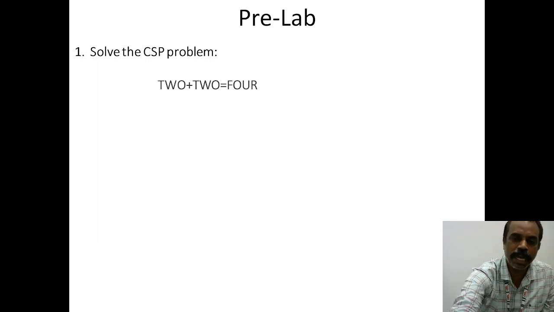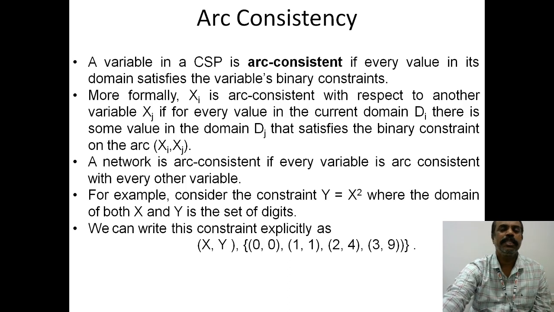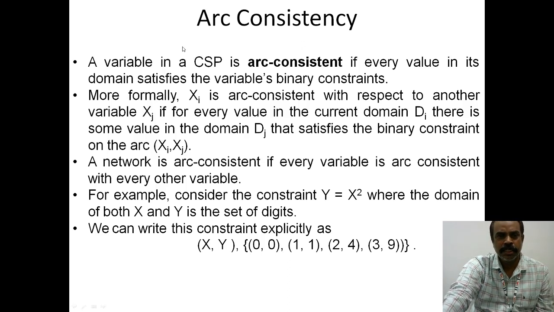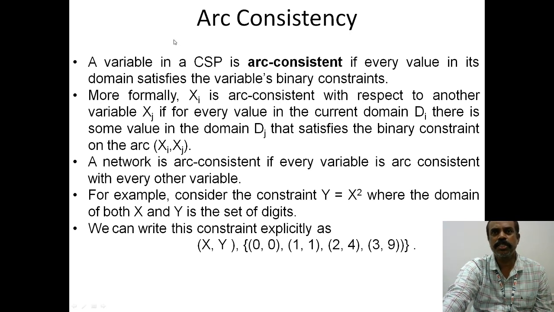This is one pre-lab. And the second pre-lab depends on arc consistency. This is also a variation of a constraint satisfaction problem. A variable in a constraint satisfaction problem is arc consistent if every value in its domain satisfies the variable's binary constraints. Here we use the word binary. Binary means a one-to-one relationship which consists of two values.